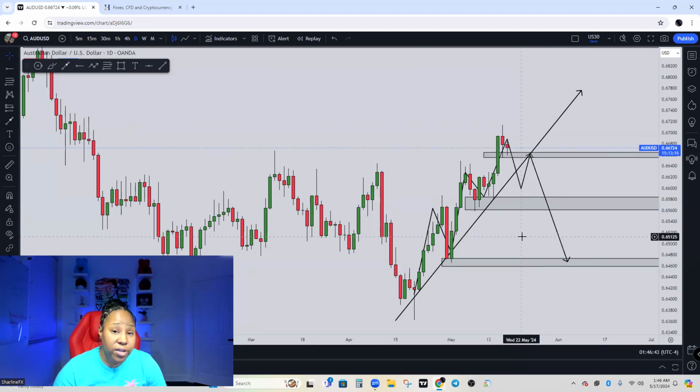Identify your areas of interest, guys, and that is what's going to tell you where to look for your setups. It doesn't mean that is your setup. It just means that's the potential area you want to see some sort of reaction, some sort of candle confirmation to give you more clarity on how to take a trade.